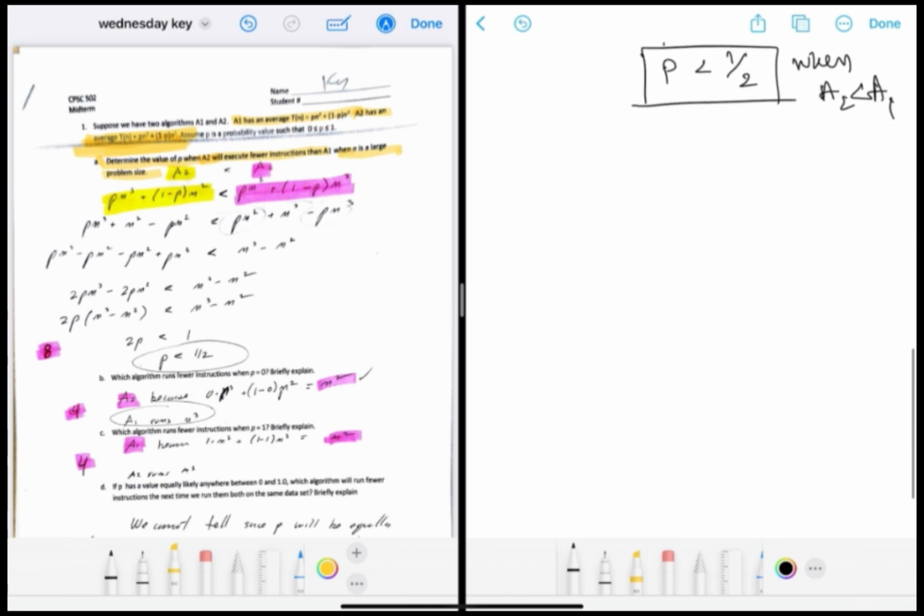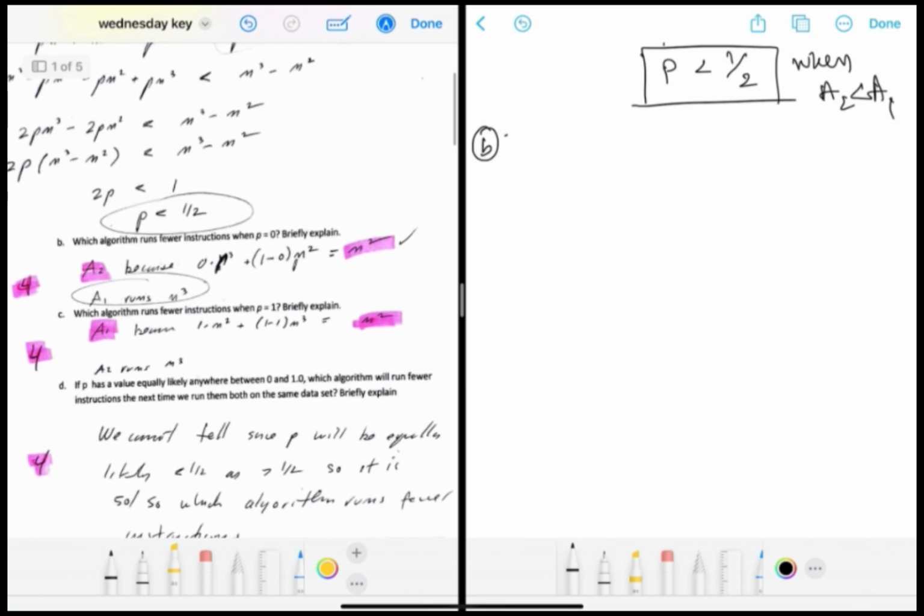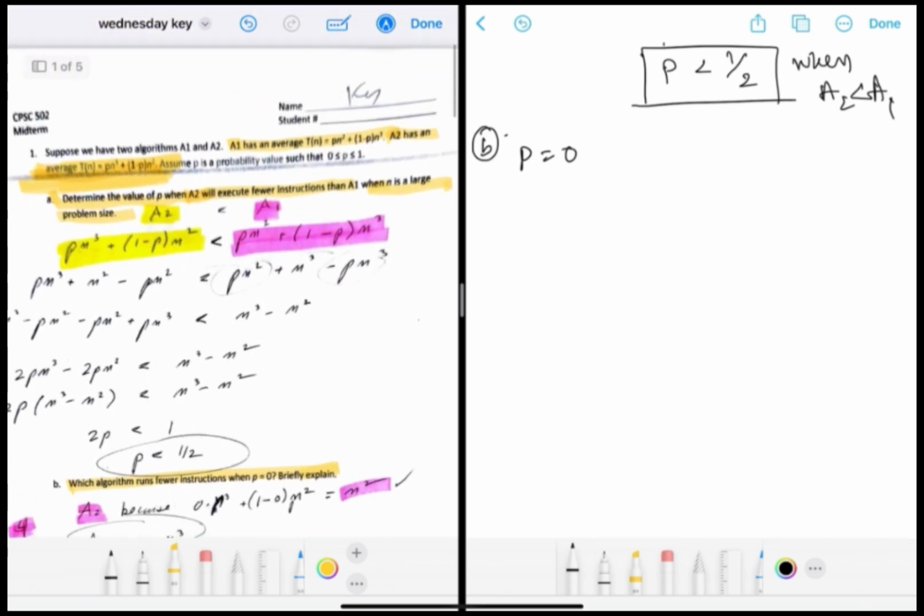And then for B, which algorithm runs fewer instructions when P is equal to 0? So we just have to consider that P is equal to 0 and solve for both A2 and A1, simplify those and determine which has fewer instructions. So let's go and solve the A1 equation when P is equal to 0. Let's just substitute P equal to 0.